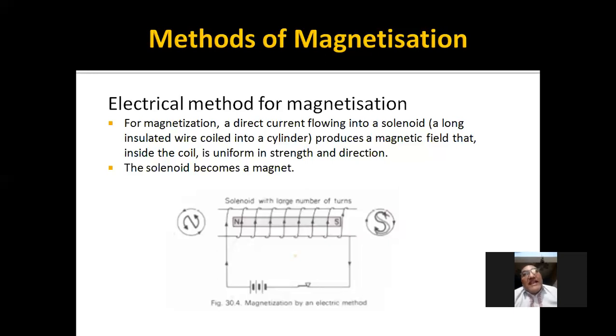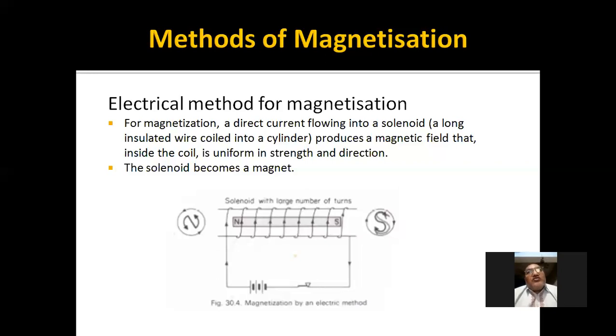With the electrical method, we will try to make a magnet. The magnet which will be formed there, we call it an electromagnet. So close this switch and the current will start flowing in this spiral of copper wire. This is called a solenoid.